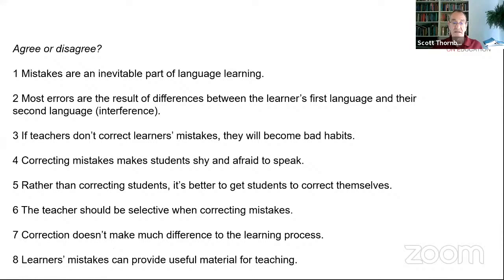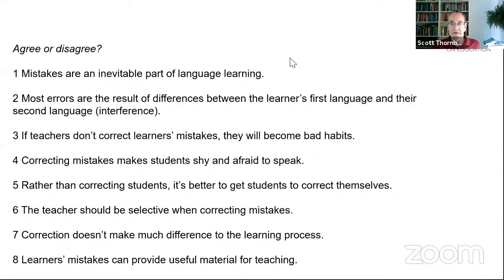And the last one, number eight, write eight. This is the statement: learners' mistakes can provide useful material for teaching. Do you agree or disagree? Agree, many times. Fully agree. Okay, fine. General agreement, I think, to number eight. But qualified agreement in some cases. Okay, fantastic.